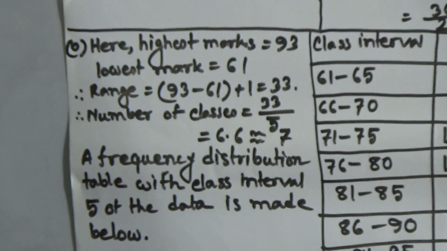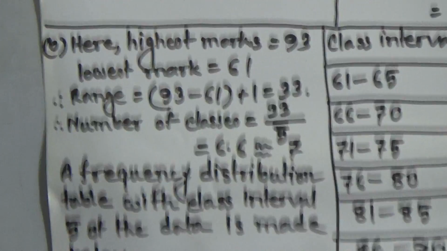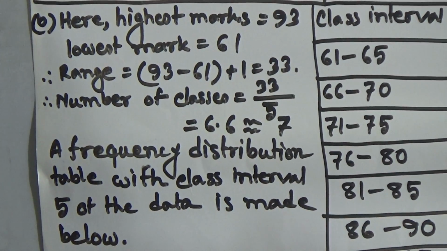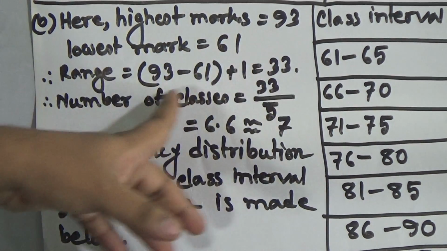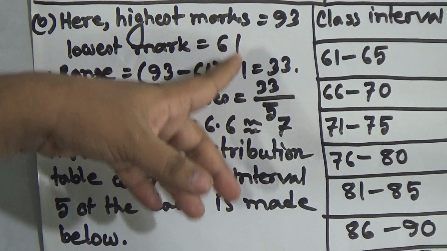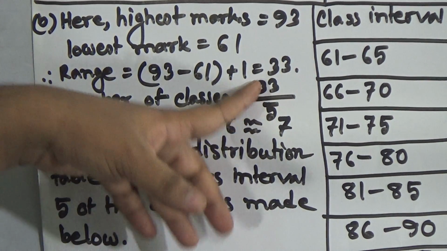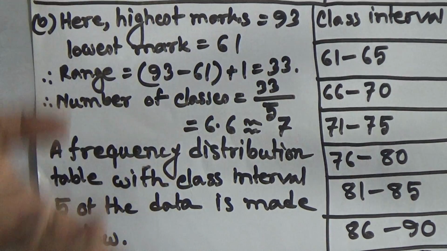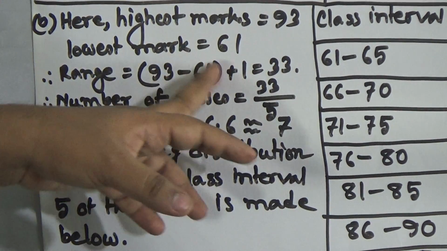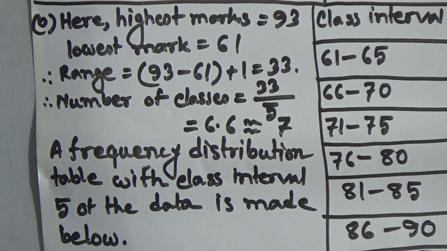So now we find out the range. What is the formula of range? Highest value minus lowest value plus 1. Here highest value is 93, lowest value is 61. So 93 minus 61 plus 1. Subtracting 61 from 93 we get 32, and 32 added with 1 gives 33.